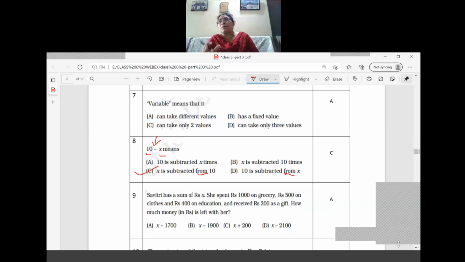It is an idea to see how algebraic questions work. See, Savitri has a sum of rupees X. That means she has an amount X. From that, she spent 1000. So minus 1000.